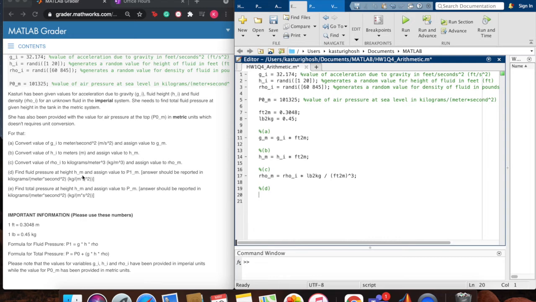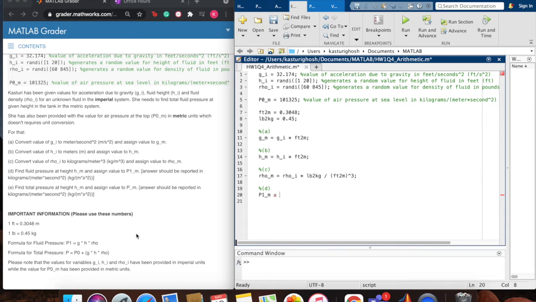Find fluid pressure at height hm and assign the value to P1M. Okay, so I need to assign the value to P1M. I'm going to write P1M right here. What is the formula for P1? So it's been given here under notes. So P1 equals g times h times rho. If you look carefully, P1, the answer should be reported in kilograms per meter times second square, right? So P1M is in metric units. You need to make sure that all the variables you're multiplying are in the same unit.